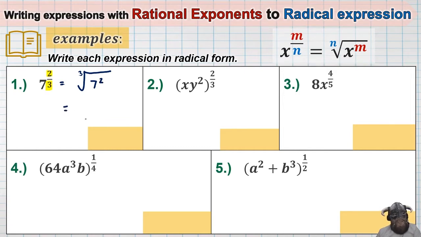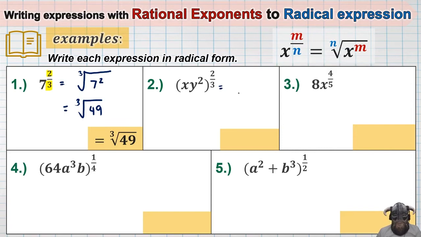Para masimplify natin, we can square this 7 squared and make it equal to 49. So, our final answer will be the cube root of 49. Tama ba tayo? Okay, we're correct. Now, to proceed, we have this number 2. We have the given, the quantity x times y squared raised to 2/3.